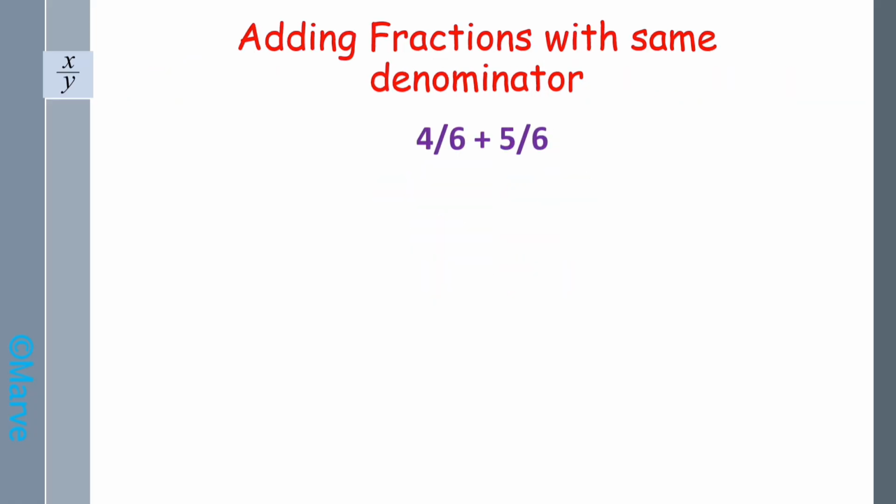So here we have 4 over 6 plus 5 over 6. So we have 4 plus 5 over 6. How? By returning the denominator, which is 6. They have common denominator 6. So we'll pick one and then we'll add the numerators. Numerators 4 and 5. We'll add them together and we'll return one denominator. And our final answer would be 9 over 6.